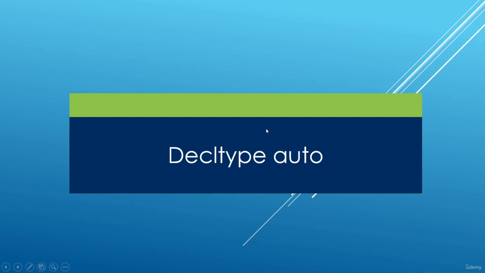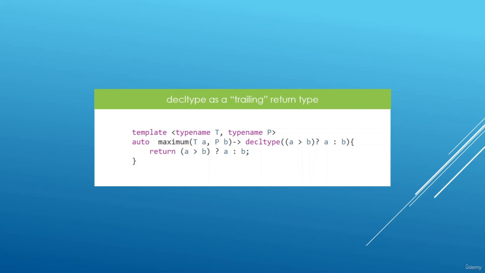In this lecture, we're going to learn about decltype(auto). This is a mechanism we have to avoid the duplication of our expression we had in the last lecture, where we were using decltype as a trailing return type. The logic here to compute the maximum is duplicated, and sometimes we don't really want this.